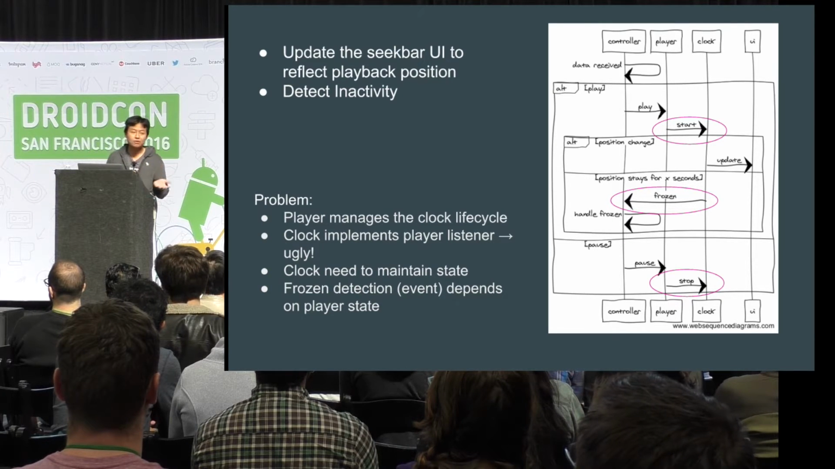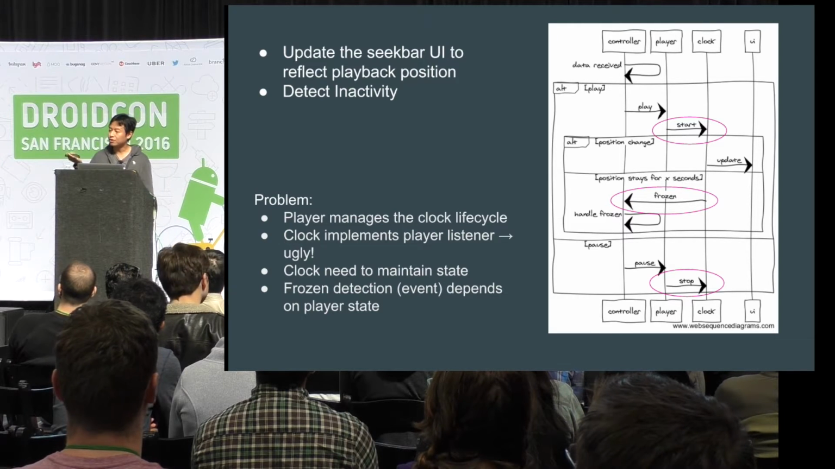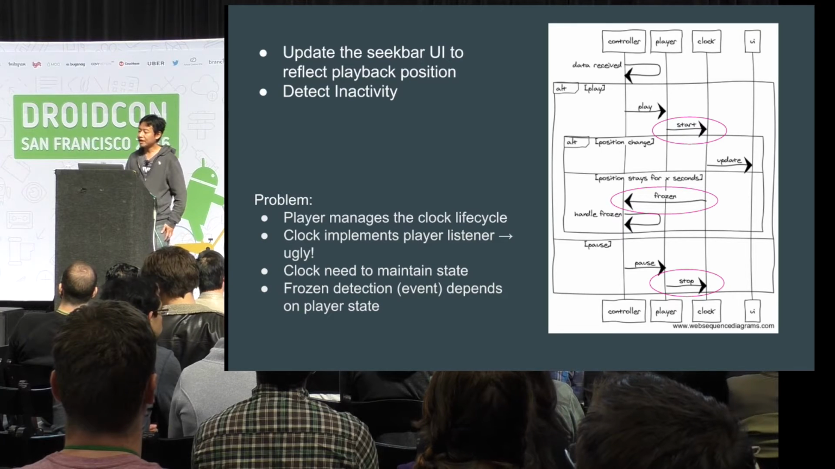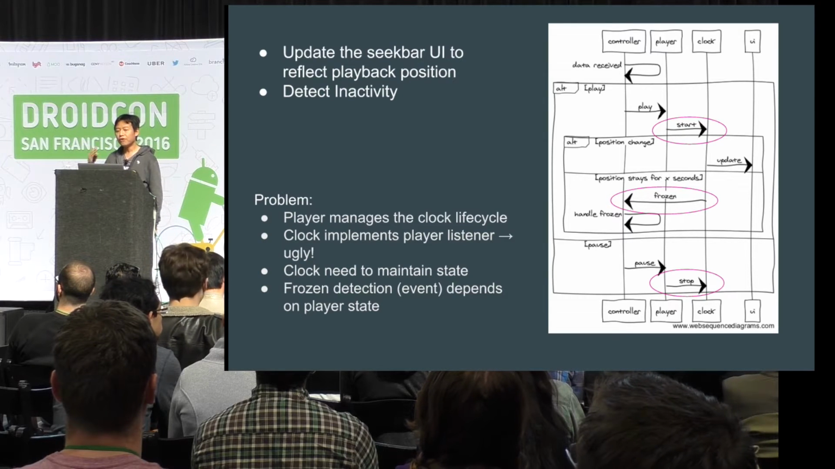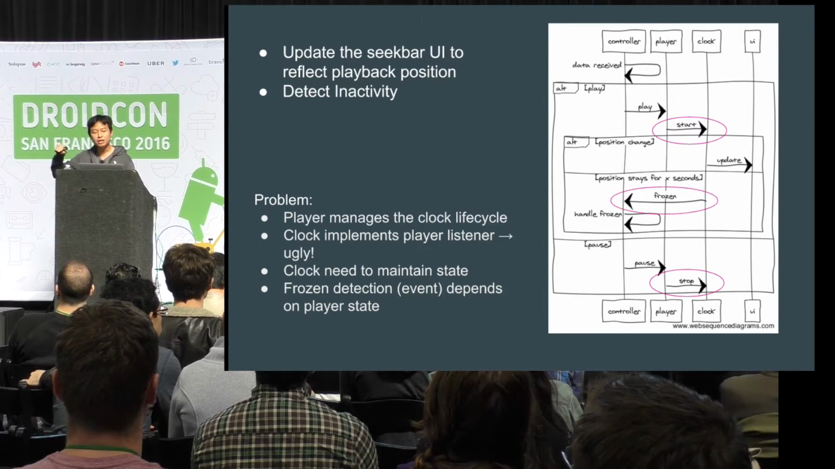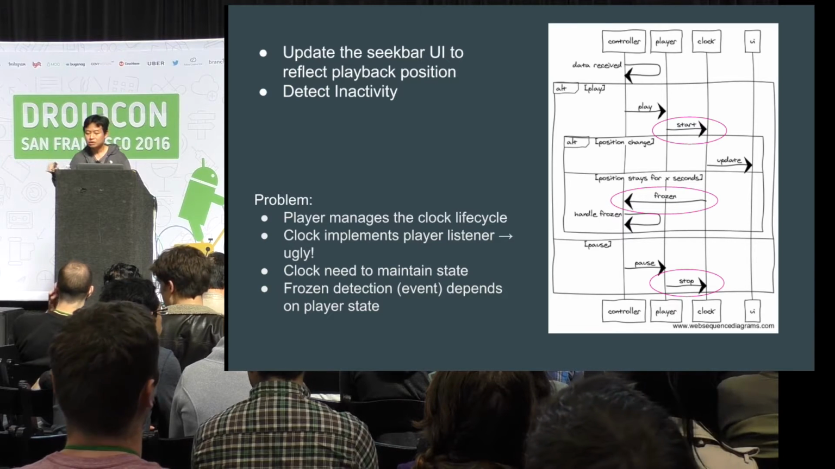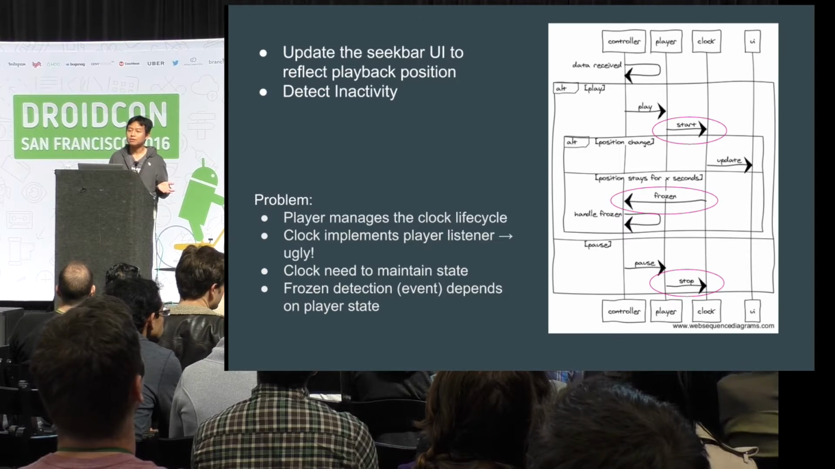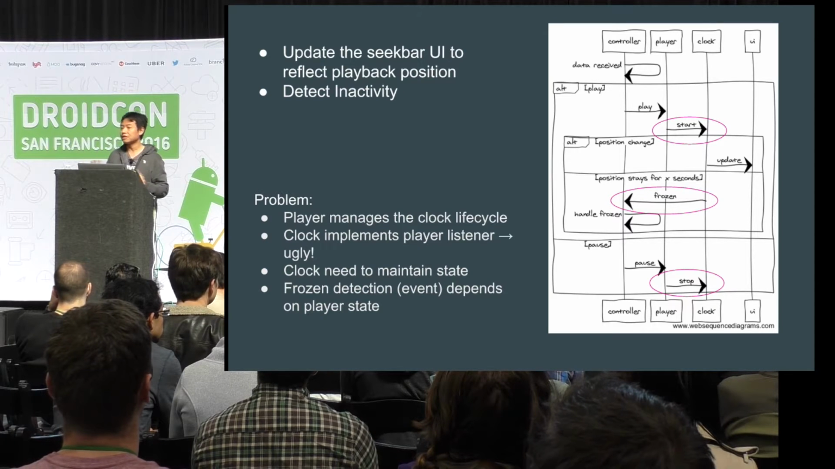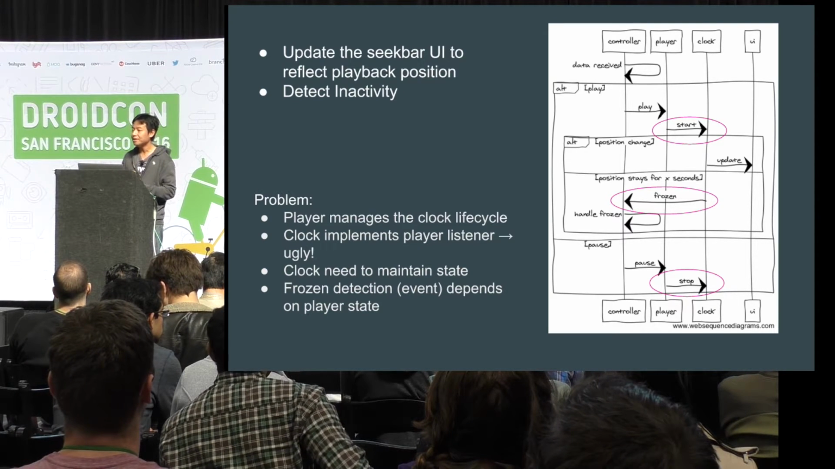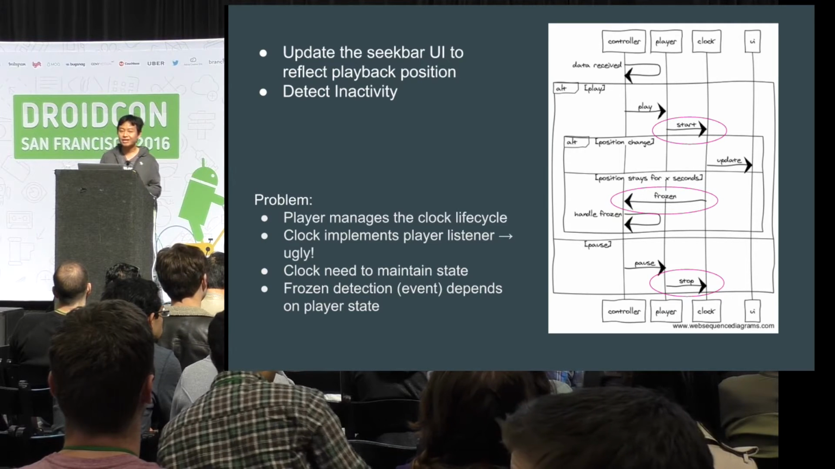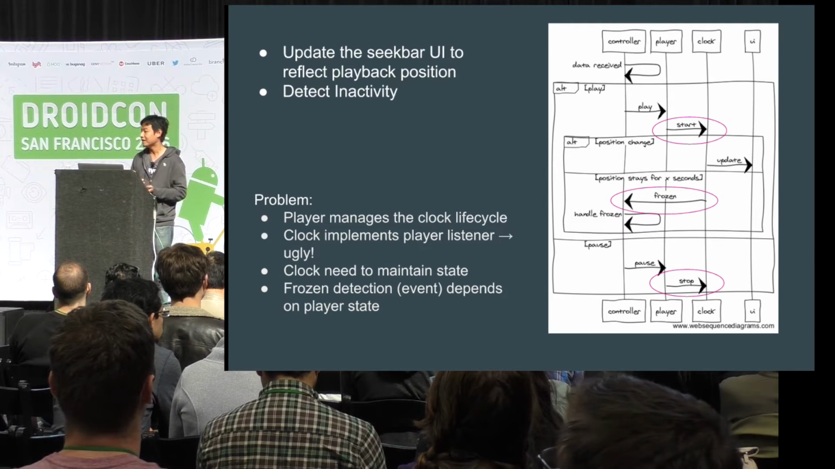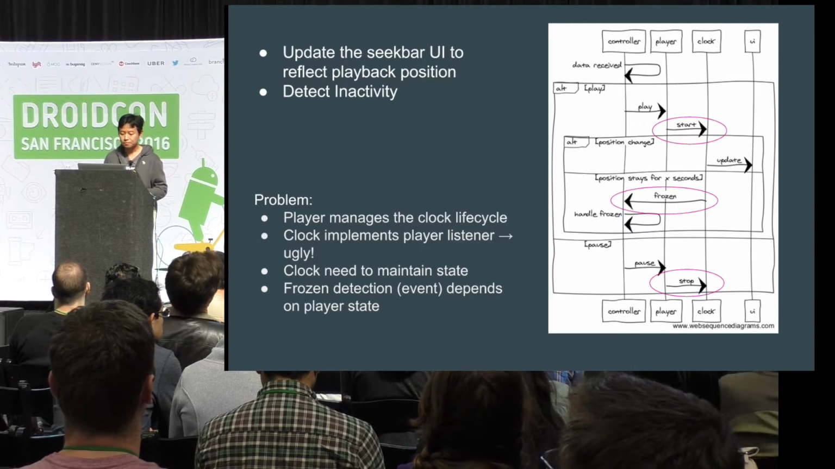Why should the clock need to know all these things? It doesn't make sense, and it makes your code ugly. The second thing is about frozen. For you to detect a frozen, you need to maintain a state. So let's say you think, okay, I'm going to maintain the state at the clock. Okay, it becomes a shared state, maybe something that someone might accidentally update. That's something that you don't want as well.